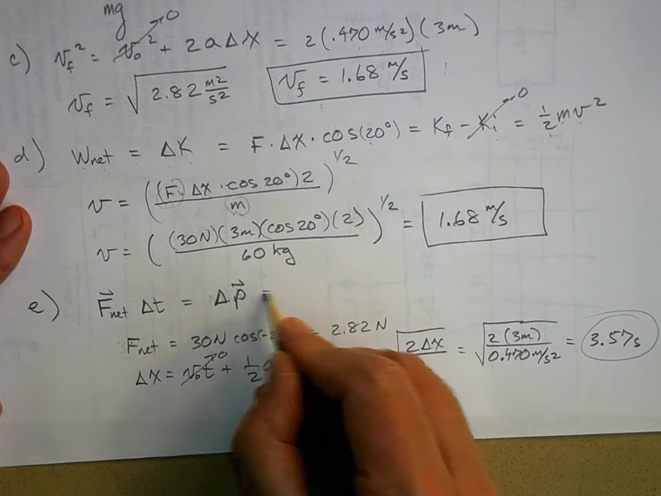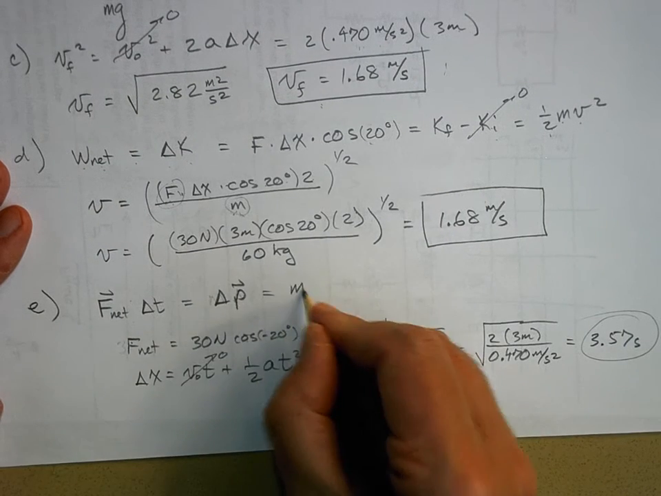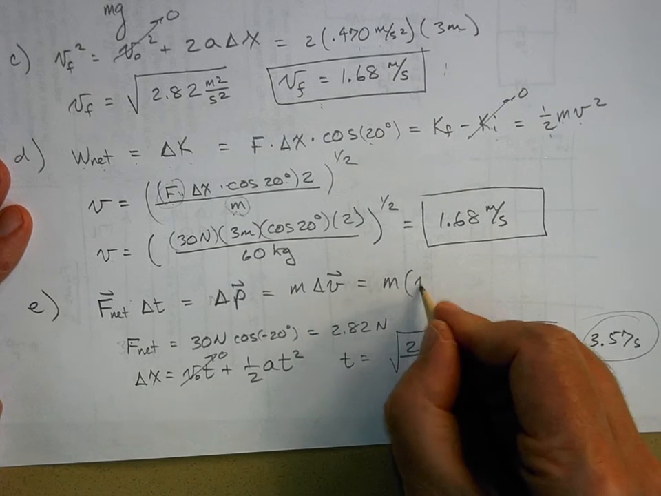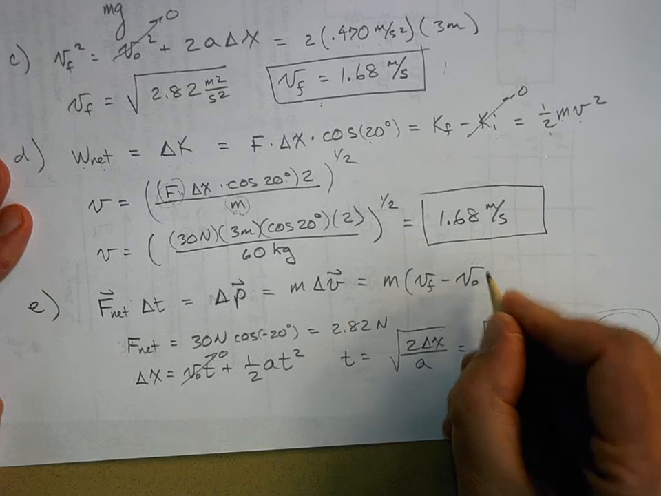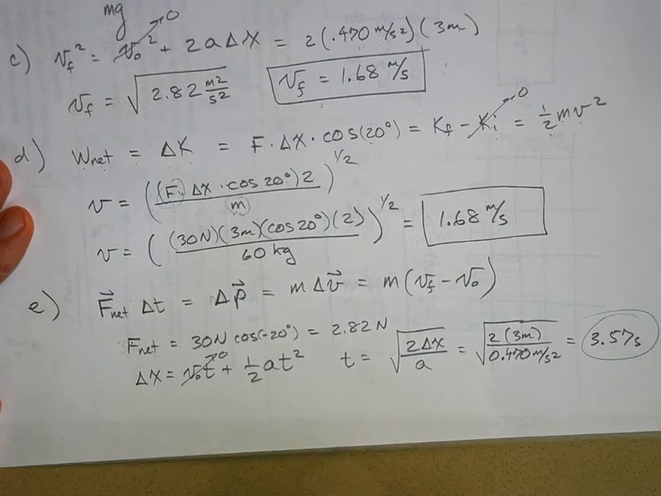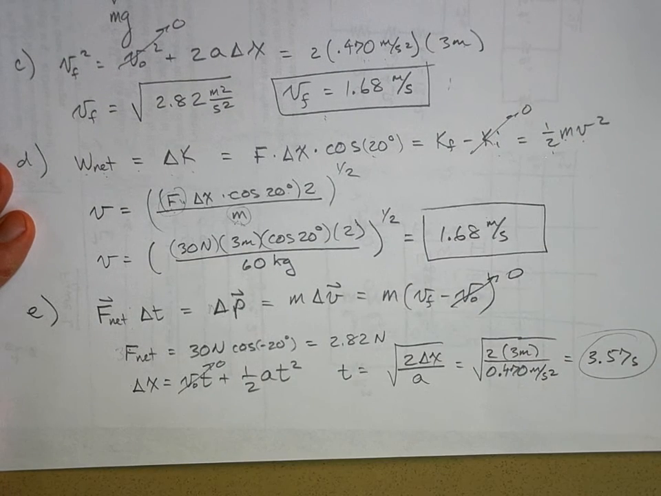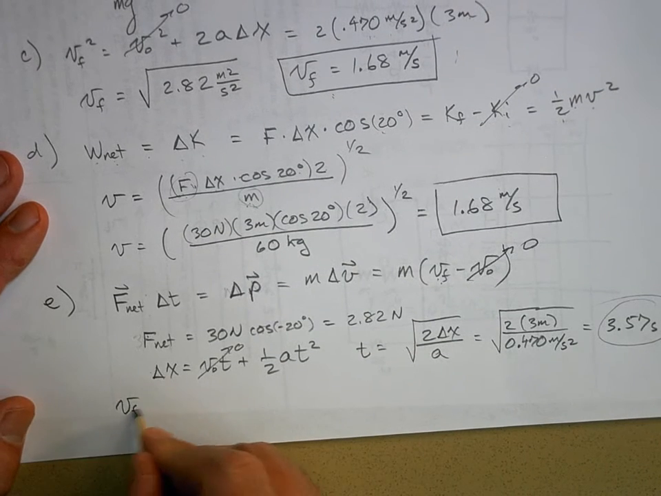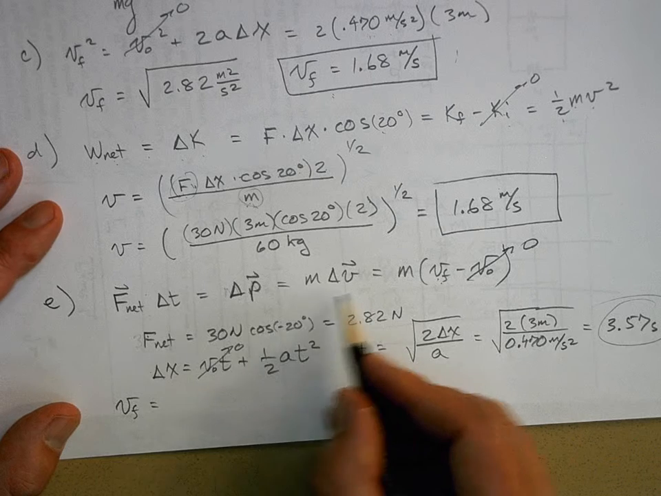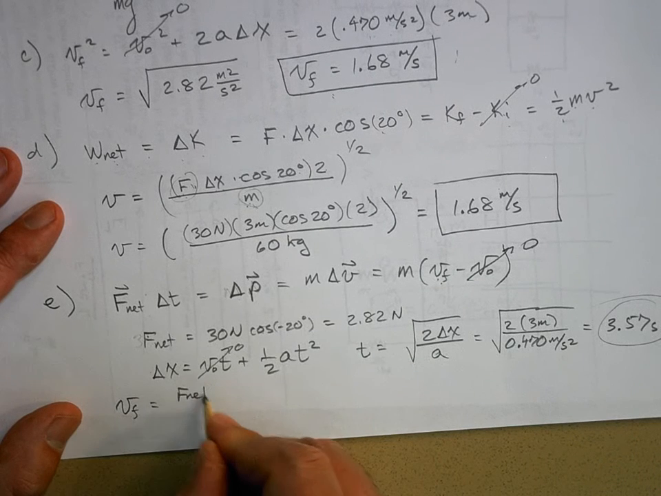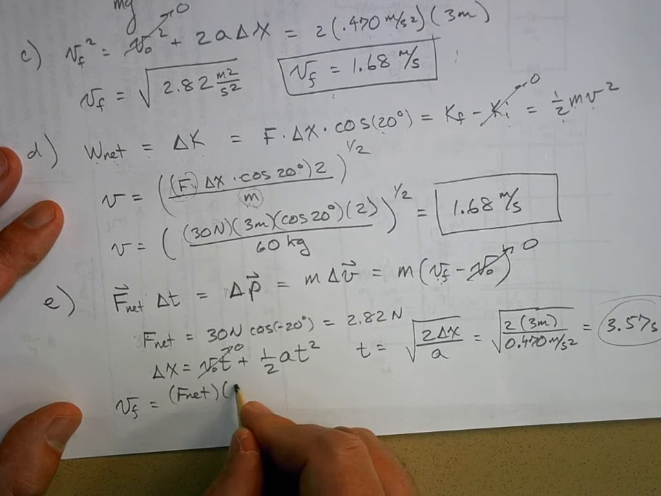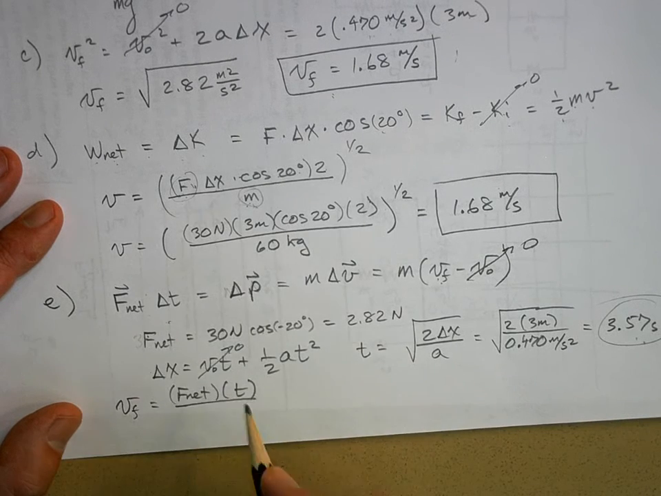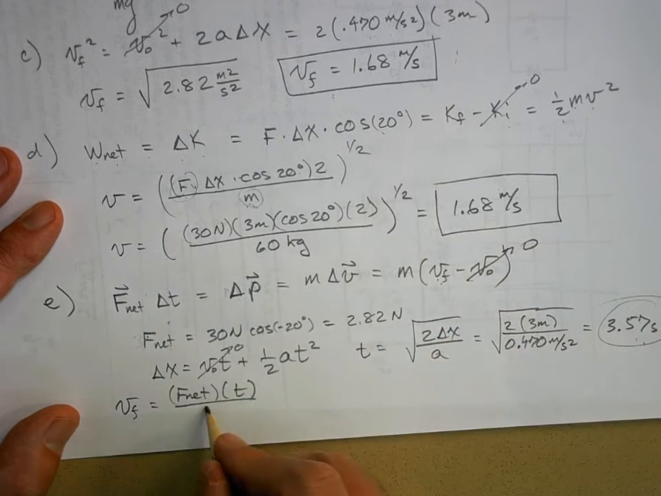Now let's say this is equal to the mass times the change in velocity. So that's the mass times the final velocity minus the initial velocity. But our initial velocity is given to be 0. So our final velocity is going to be equal to the net force times time, or delta t, which is this, divided by the mass of my object.